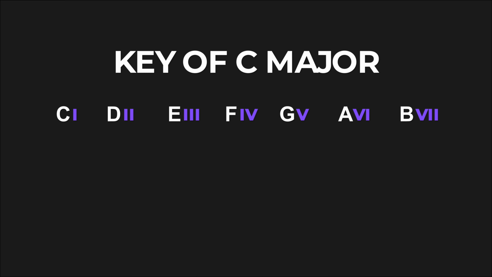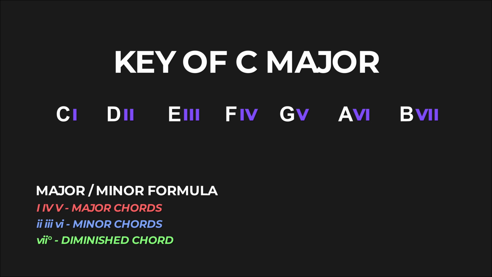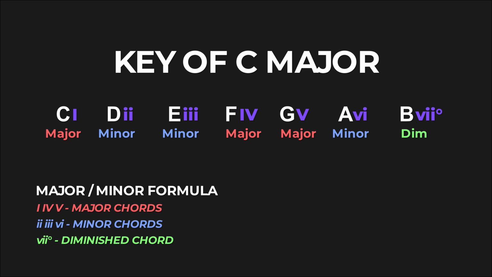And to get the diatonic chords for the key of C major from this C major scale, we apply a formula called the major-minor formula. This formula dictates that the 1, 4, and 5 notes are major chords, the 2, 3, and 6 notes are minor chords, and the 7th note is a diminished chord. Following this formula makes sure that all these chords only contain notes that come from the scale, meaning they'll all flow together and always sound good together.